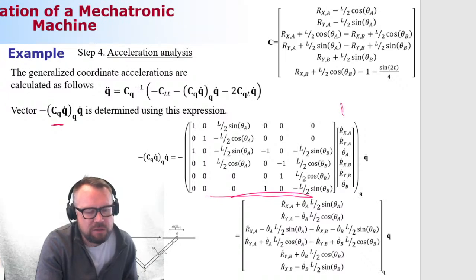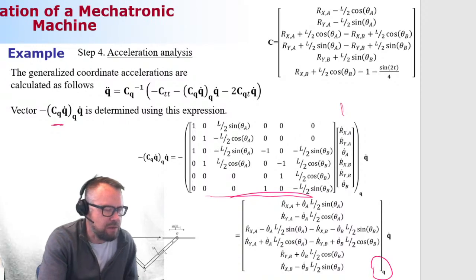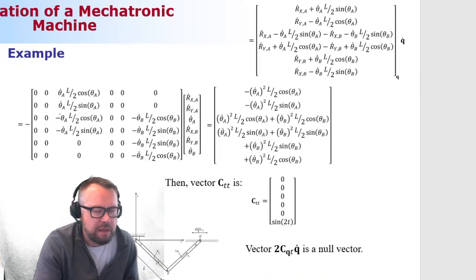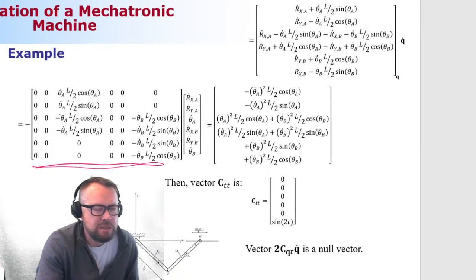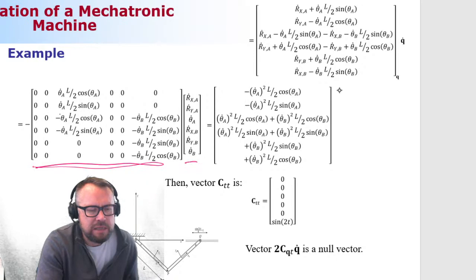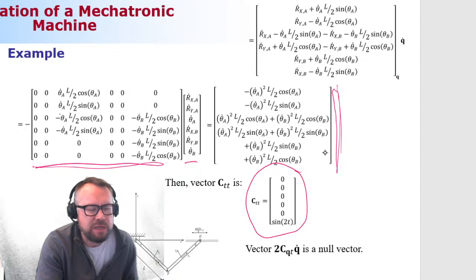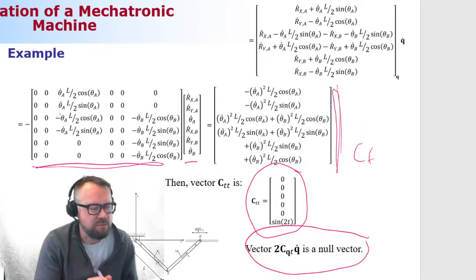That's going to give you a vector of 6 components. That is then differentiated with respect to generalized coordinates. And once you do that, you get again a 6 by 6 matrix, which is then multiplied by the velocity of generalized coordinates. You're going to get a vector of 6 components. And then the final one is that you differentiate the CT one more time with respect to time. And this again is a 0, because the Jacobian was not an explicit function of time.